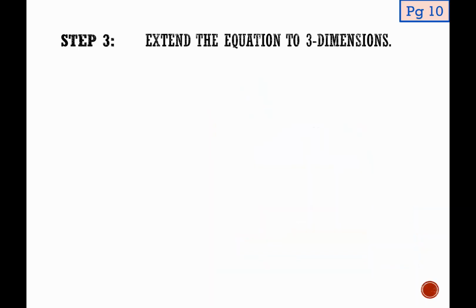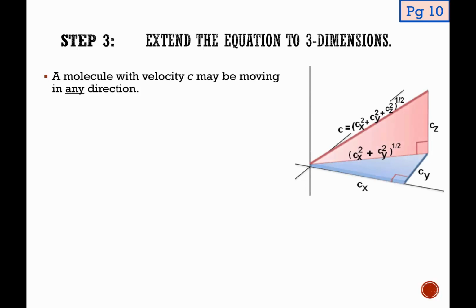So in step 3, a molecule with velocity c may be moving in any random direction. This random direction can always be broken down into 3 components: cx, cy, and cz. As you can see from this diagram, we can find the resultant c by applying the Pythagoras theorem 2 times. Using cx and cy, we can get this diagonal.